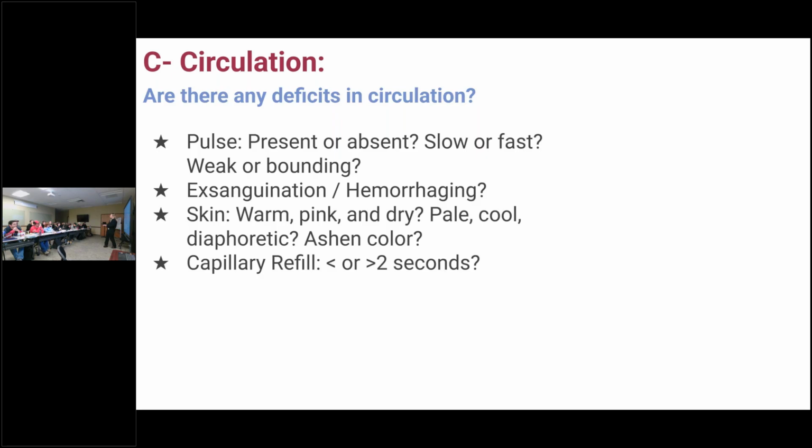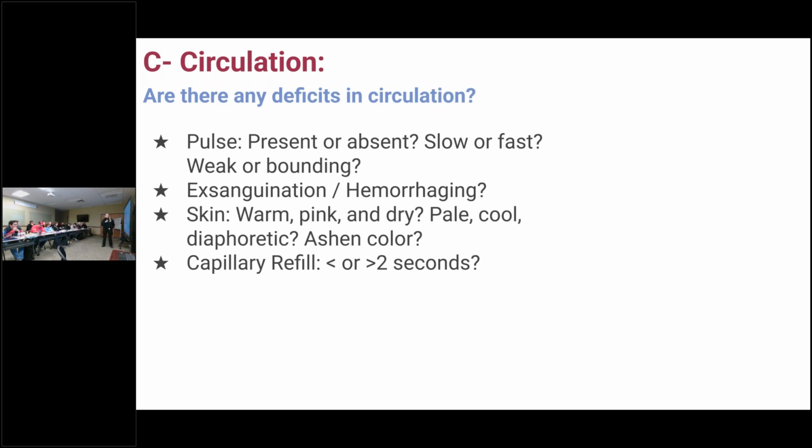Weak would be like, you can barely feel it, it feels thready. We'll talk about that more on Thursday too. But bounding would be a nice strong pulse that we can feel. It's nice and strong and regular, right? Again, we want to look for that exsanguination or hemorrhaging. If they're spurting blood out of their leg, we need to fix that pretty immediately.